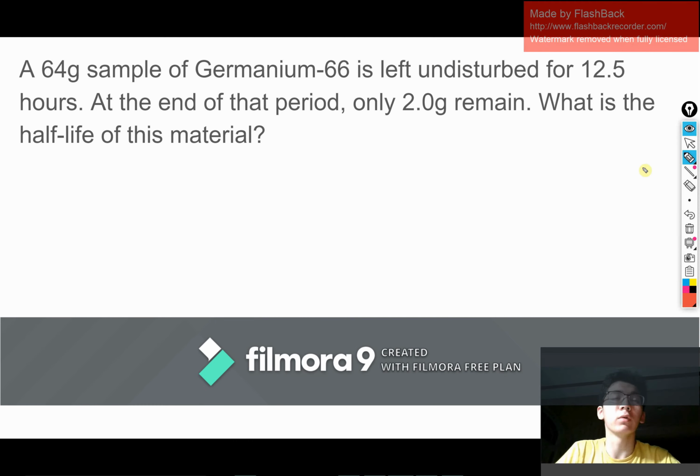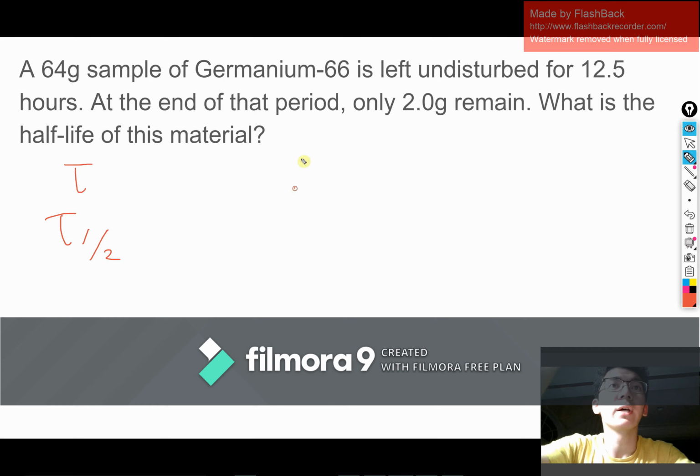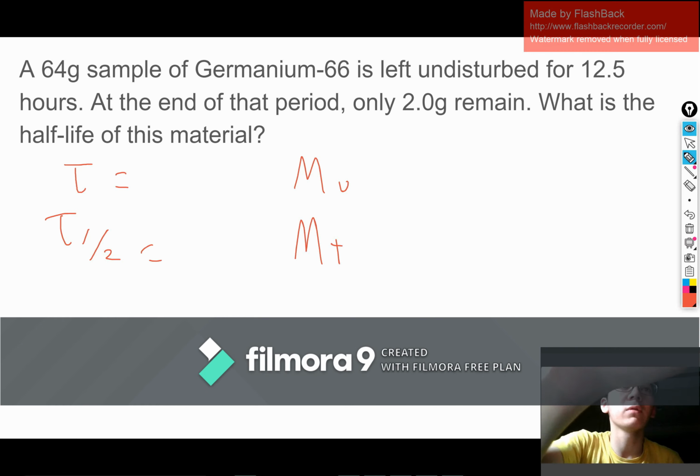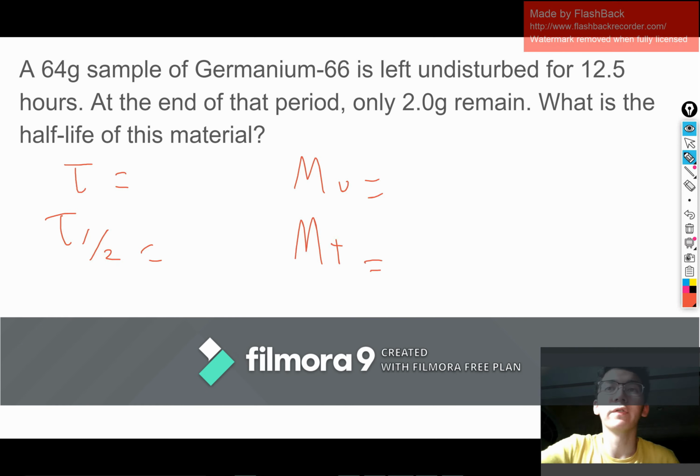As always, first we're going to write out our variables, just like the last question. So first we got our t, and then we got our half-life, and then we got our m initial and our m final. Now look at the question and let's try to fill these out. It says it's left undisturbed for 12.5 hours. So we have a time, 12.5 hours.